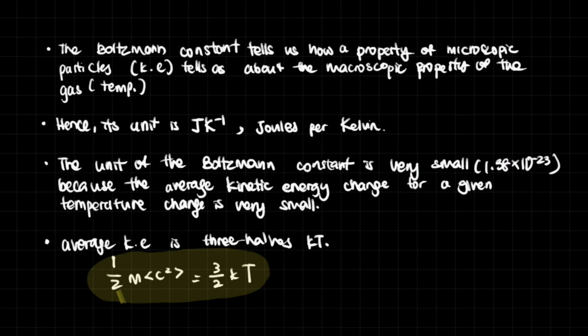What does this tell us? Well, it tells us that the change in average kinetic energy in joules for a given temperature change is very, very small. So if you go up by 100 degrees Celsius, the kinetic energy change you're going to get out of a gas is not that big. It's actually extremely small. Average kinetic energy is 3/2 kT, and that's something you can use to memorize our little equation.